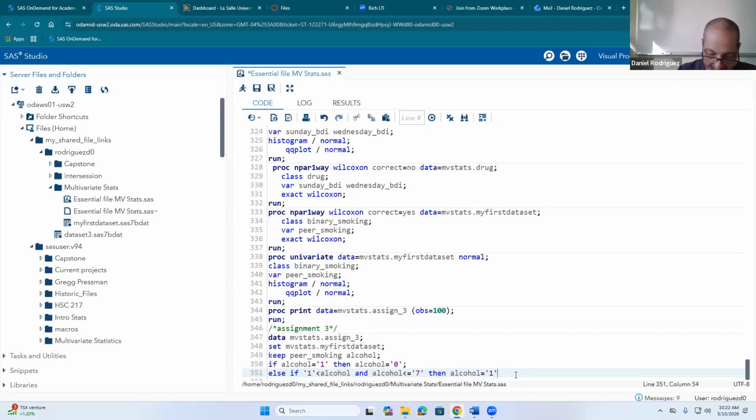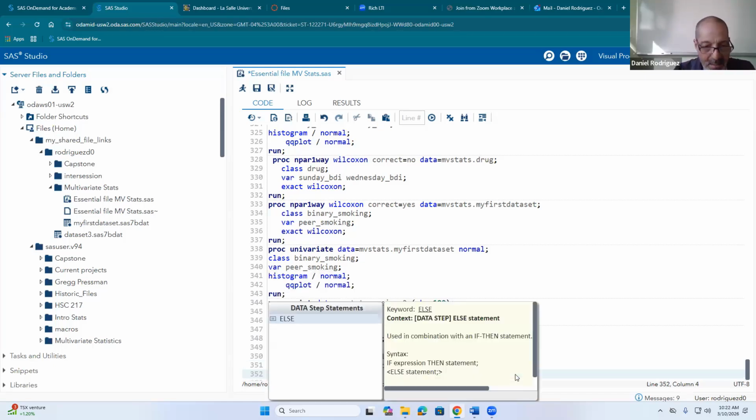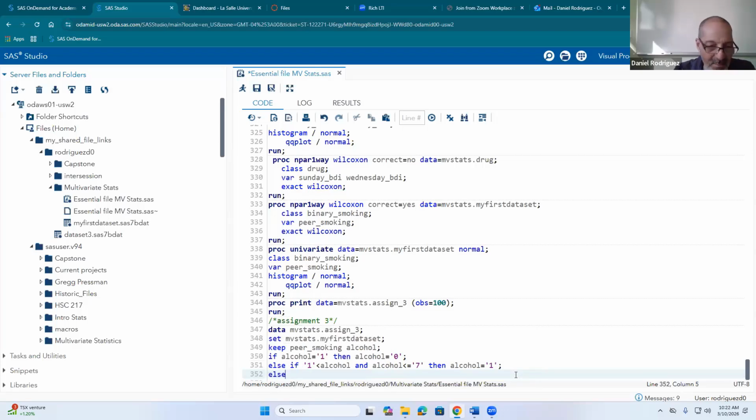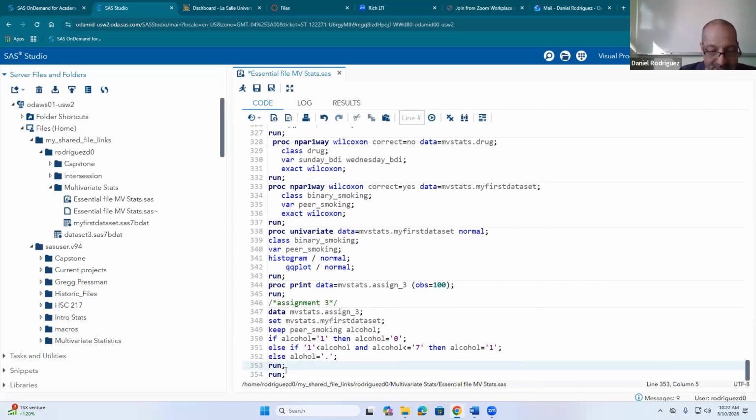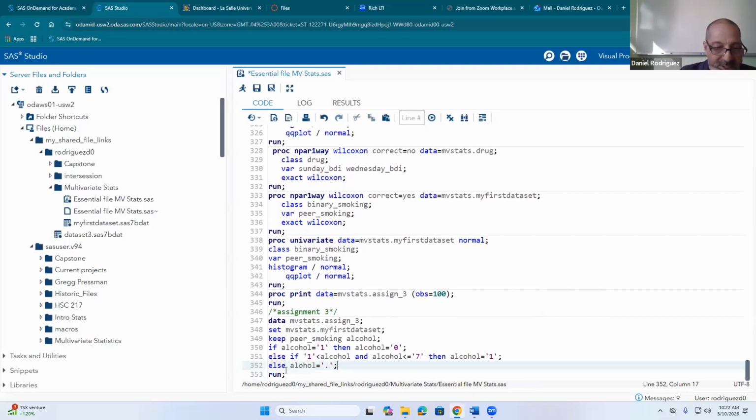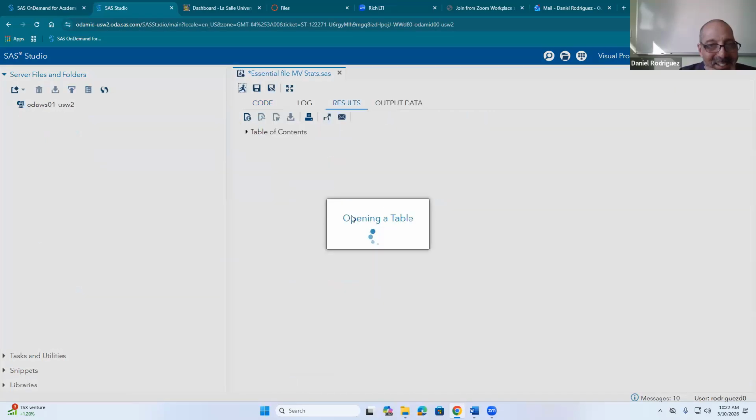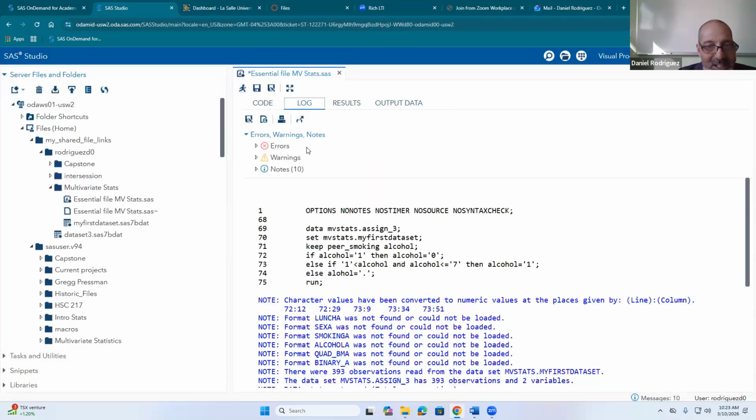Okay. Else. And I may not need to do this at all because I might just do it anyway. All equal to system missing, right? So let's see. And then hit run. All right, let's try this and see what happens, all right? They say trial and error equals trial and success. So let's take a look at this and see if it worked. And it'll tell me right away if I made an error. Let's look under the log.